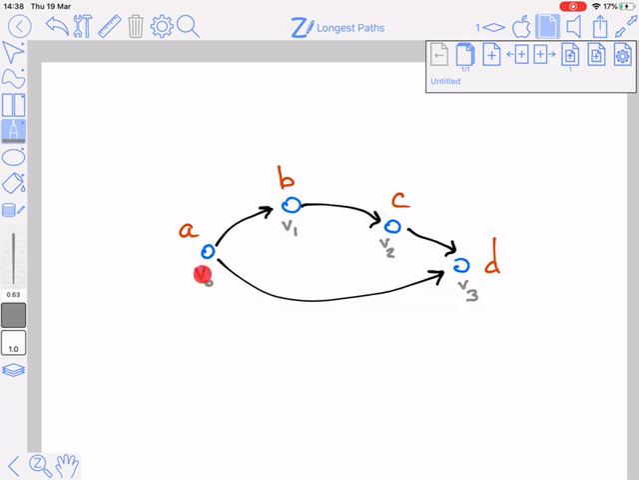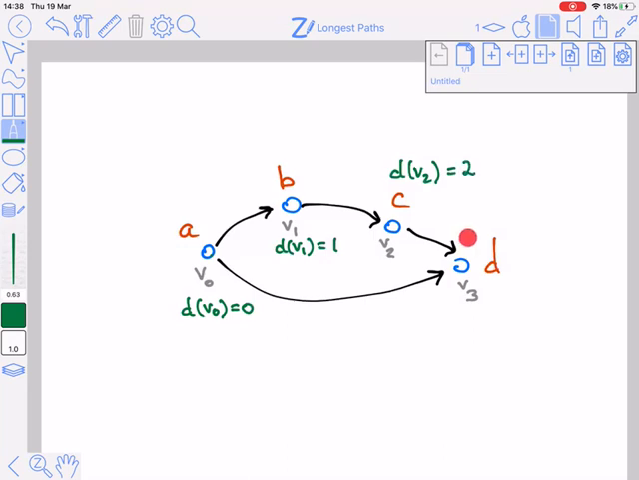We start with V0. We see that V0 is a source, so therefore we assign d of v0 to be 0. We proceed to v1. v1 has only one incoming edge from v0, whose delay is 0. So we take 0, we add 1 to it, and therefore d of v1 is 1. Now we scan v2. v2 has a single edge entering it from v1. The delay of v1 is 1. We add 1 to it, and therefore the delay of v2 is 2.